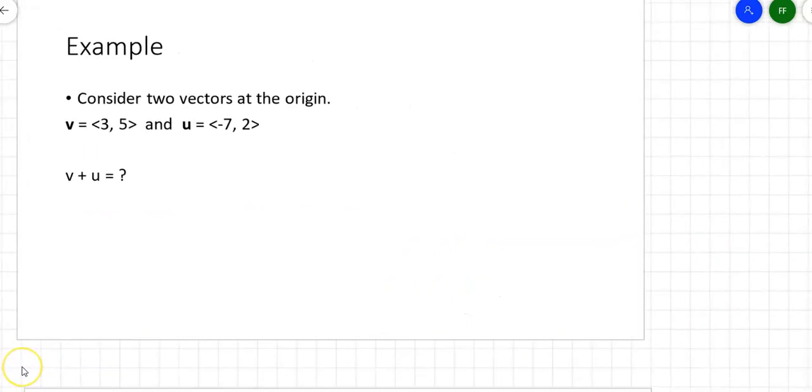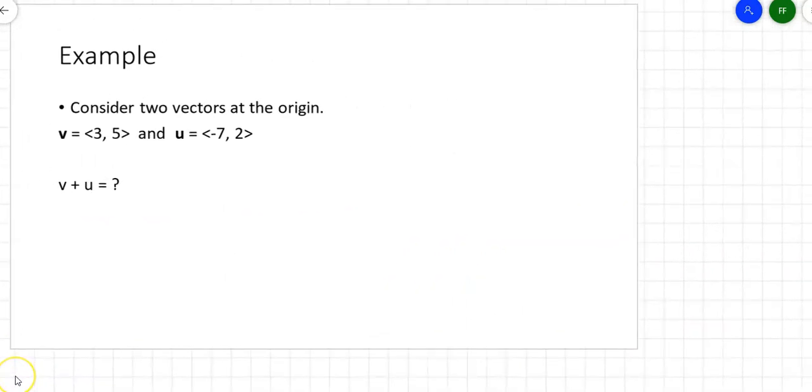All right, so take a look at this. We've got two vectors that start at the origin. One vector is the vector 3, 5. The other vector is the vector negative 7, 2. Right, what if I add them together?